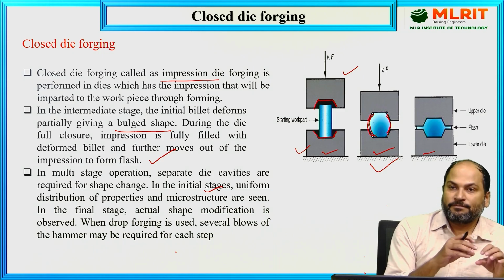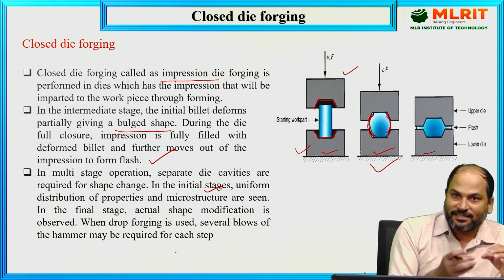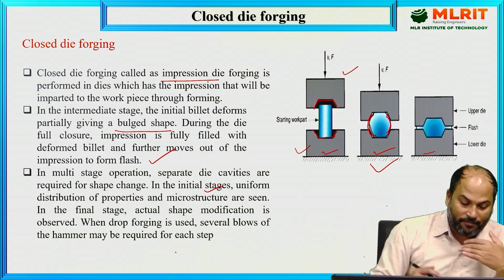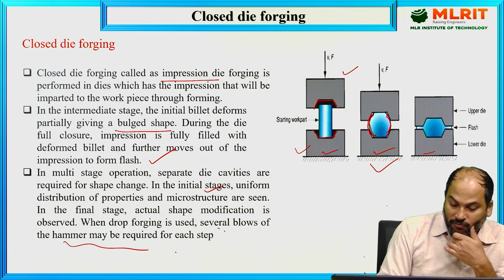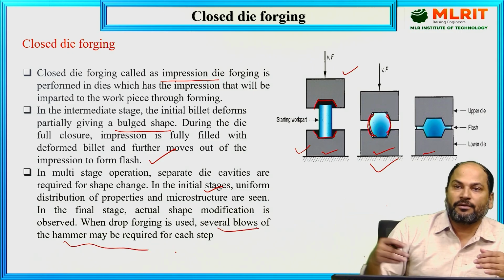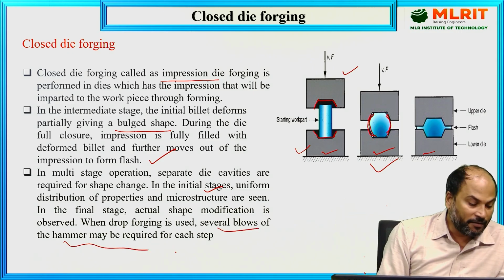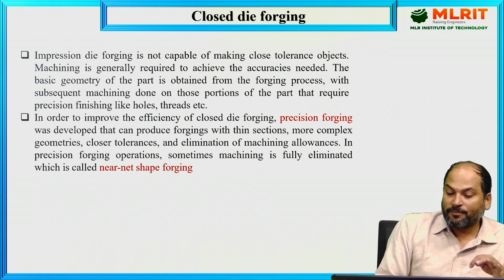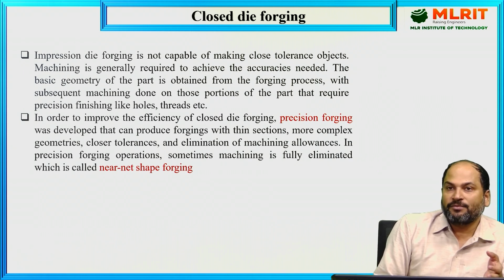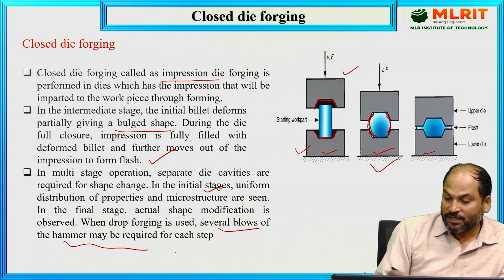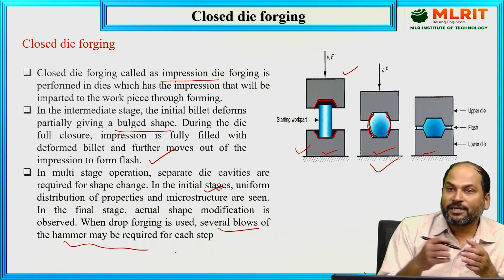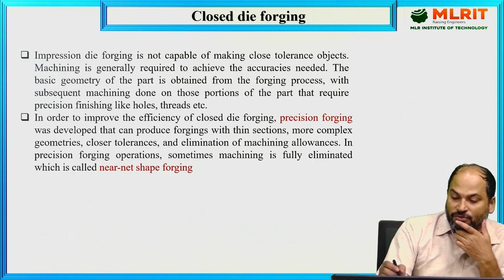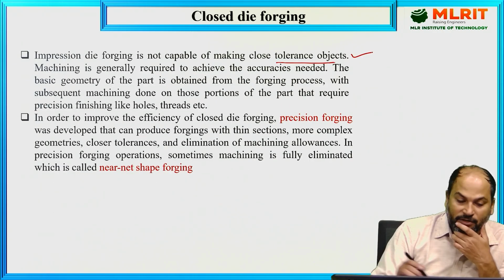If it is not done in one stage, if multiple stages are being used, then multiple blows through the hammer will be required to deform the material completely. So impression die forging is not capable of making close tolerances. Obviously, it will not be there. You can see here something will be there that you need to trim out. So close tolerances of the object will not be there.